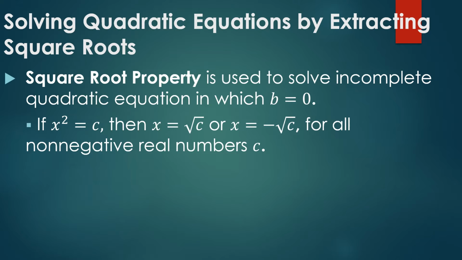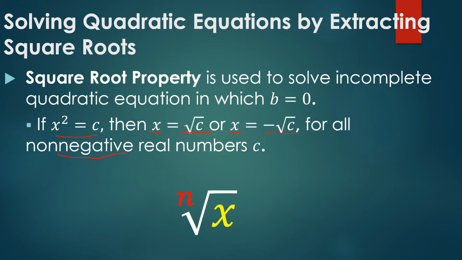Ibig sabihin, kung meron tayong x squared is equal to c, then the value of x is given to us by getting the positive and negative square root of c, in which your c must be a positive number. It should not be a negative number. Okay? Let us now discuss this one.